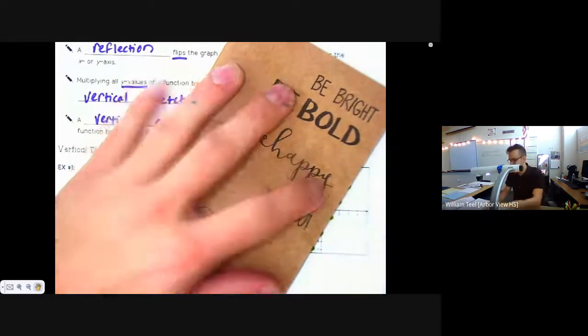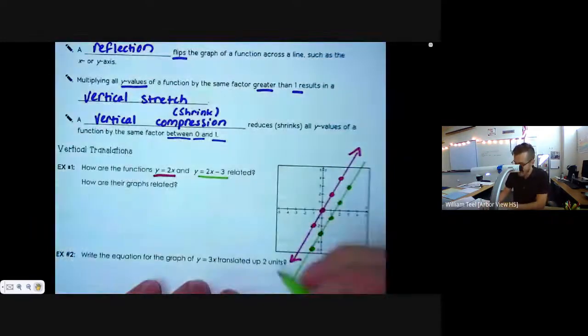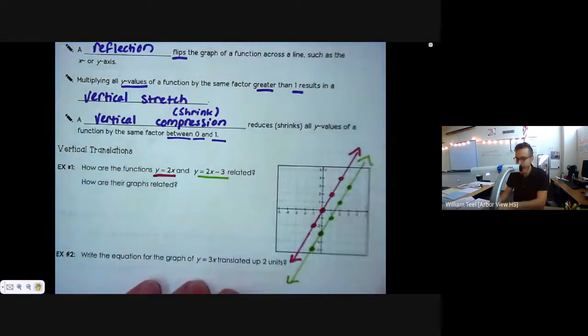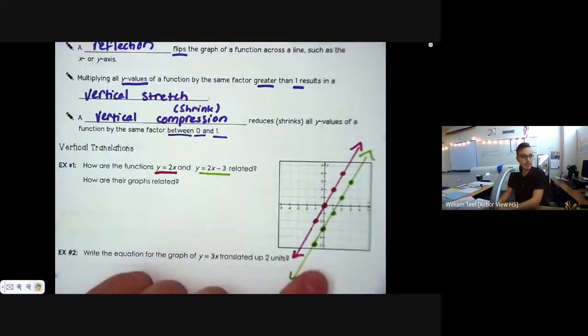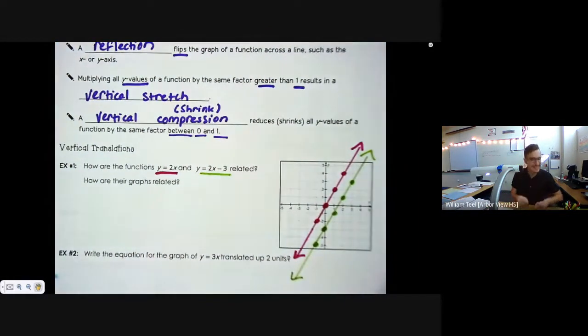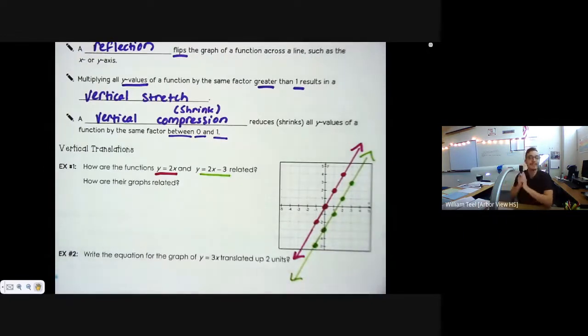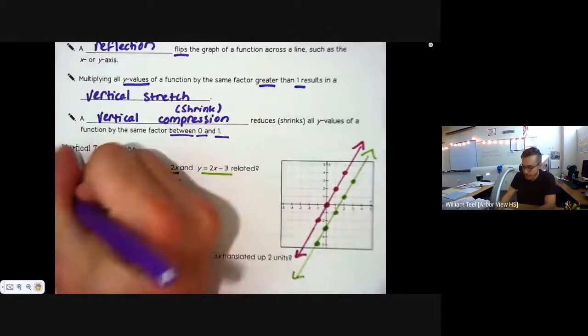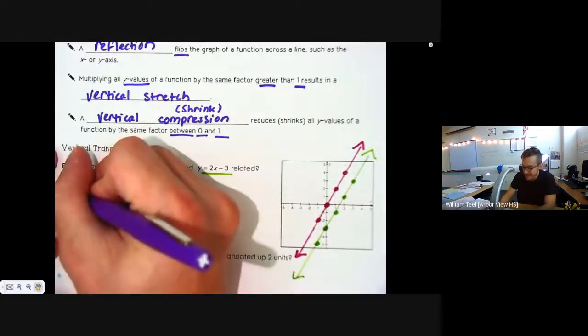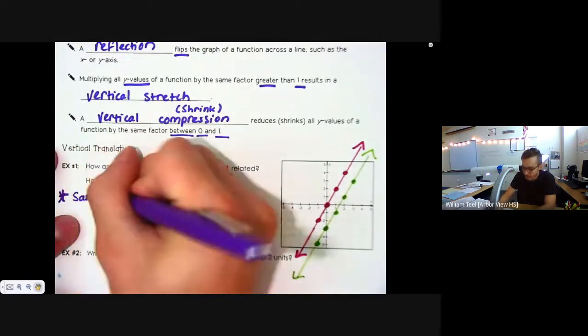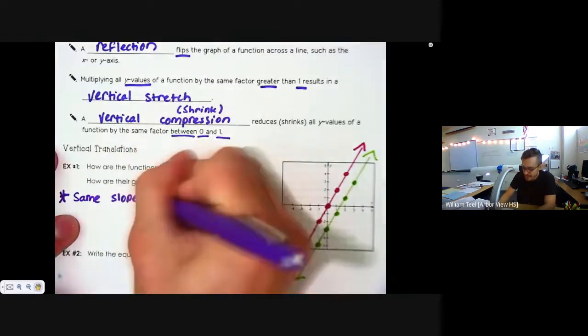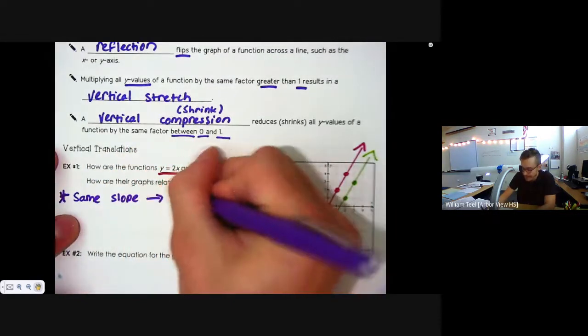And let's take a look and see what is similar about these graphs. So first of all, we're going to talk about how these graphs are similar. The first thing to notice is that these graphs have the same exact slope. And if two lines have the same exact slope, that means that they are parallel and they will never touch, okay? So let's write that down. First thing to write down: these graphs have the same slope, which means they are parallel lines.